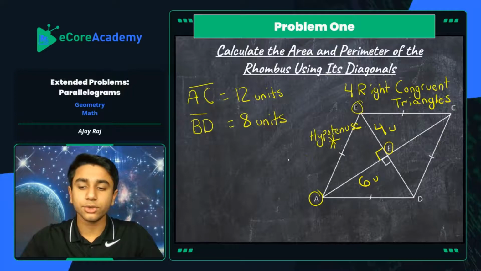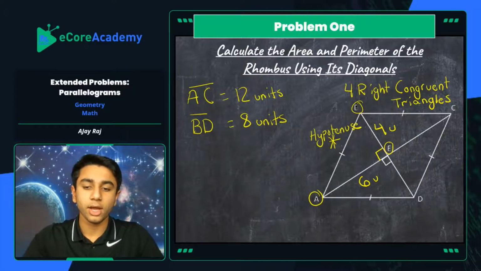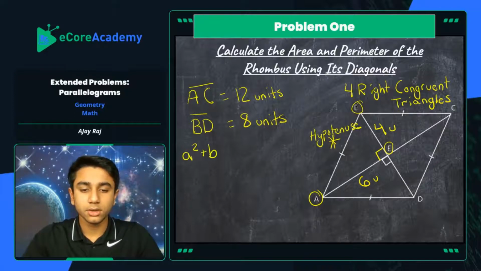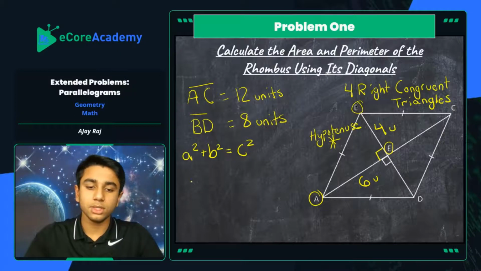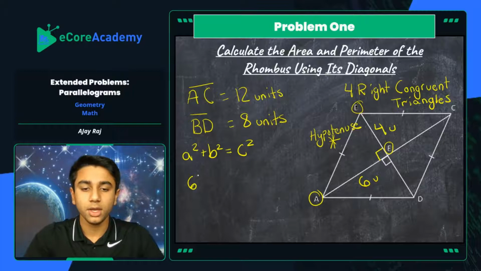And so we can utilize our theorem in this manner. We know that our hypotenuse equals c squared, so we're going to plug in our values. It's a squared plus b squared equals c squared. Plug in our values for a and b. We're going to make 6 our a and 4 our b. So 6 squared plus 4 squared equals c squared.